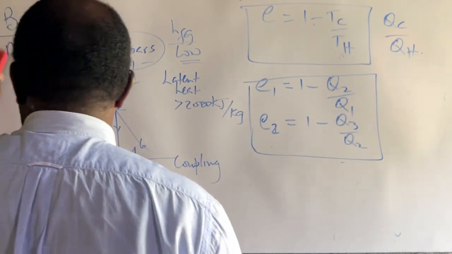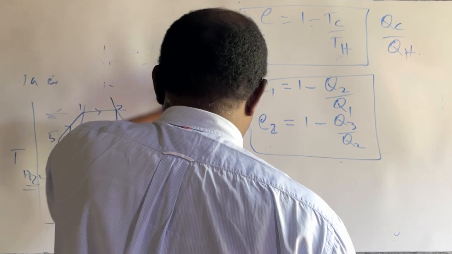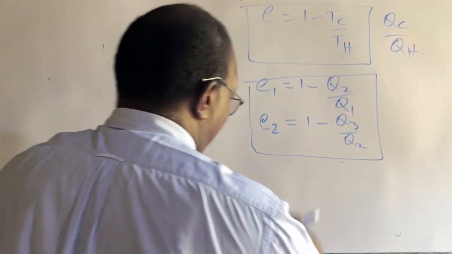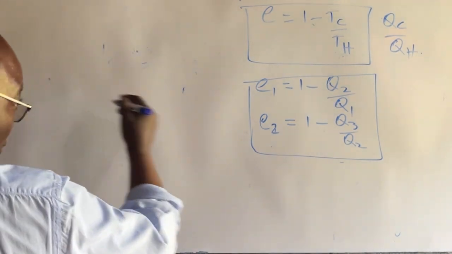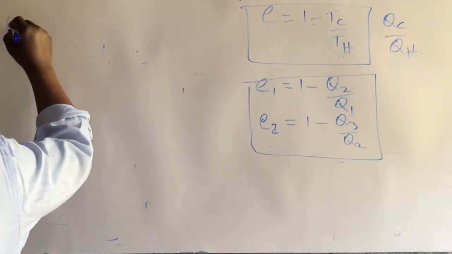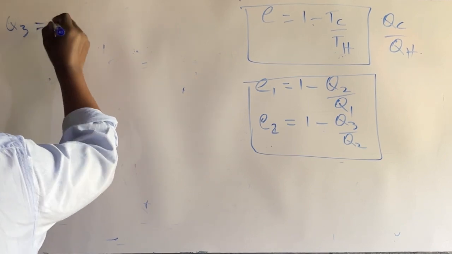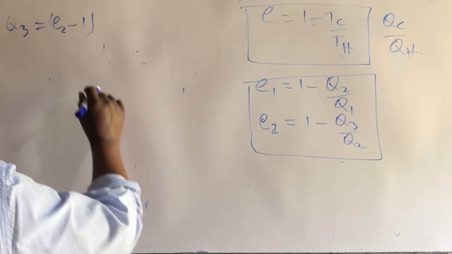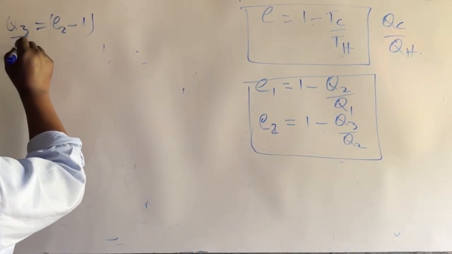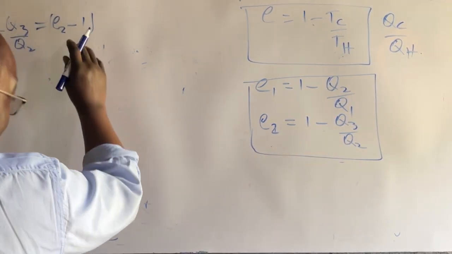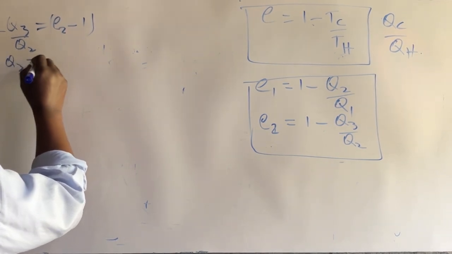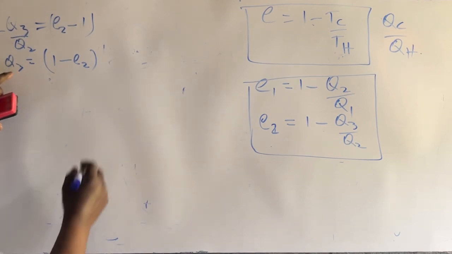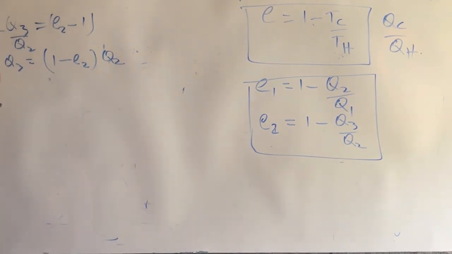So let us work with our systems here, so that you see how we will obtain our expression, which will enable us to calculate the efficiency of this dual system. Q3 can be expressed as: E2 minus 1 equals minus Q3 over Q2, or Q3 is equal to 1 minus E2 times Q2.